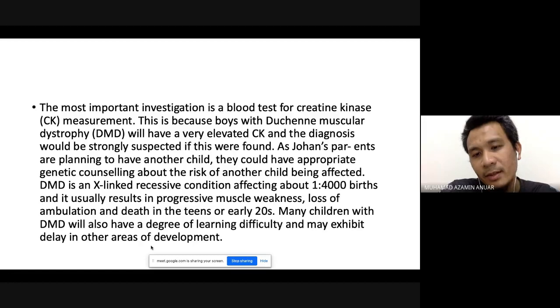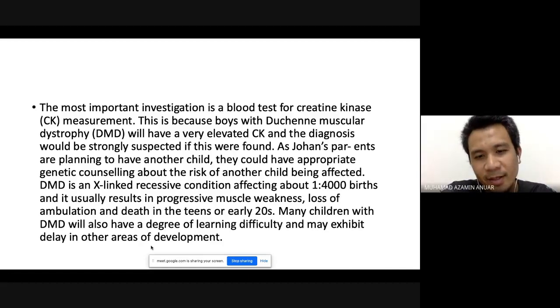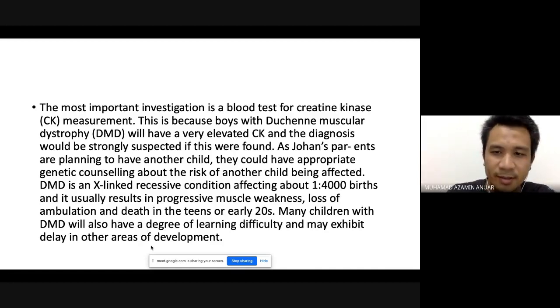And some of them might have a degree of learning difficulties. Why do children with Duchenne have learning difficulties? They have proximal muscle weakness. But why do they have a learning problem? Why can't they learn, or why is it difficult for them to learn?